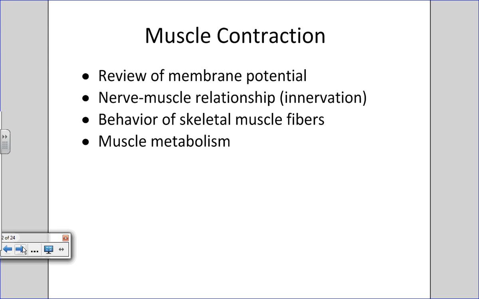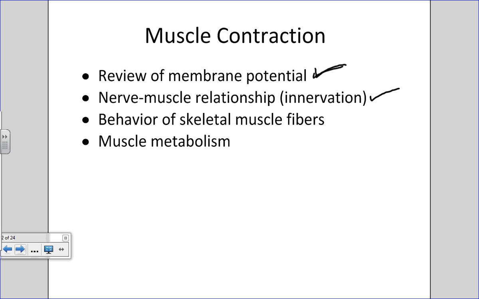All right. So what I'm actually going to do in a separate video is a review of membrane potential. Make sure you pay attention to that as well if you don't understand membrane potential, because that plays a very big role in one of the properties that we'll discuss about muscle tissue in a second.